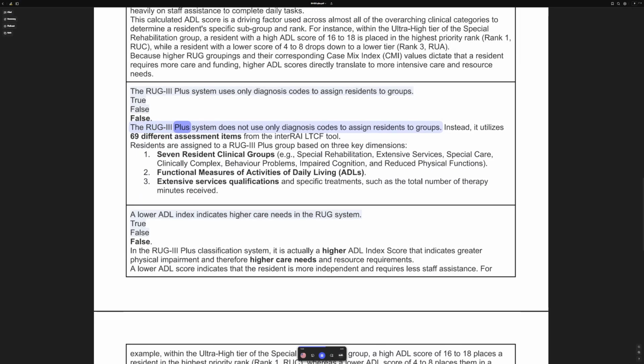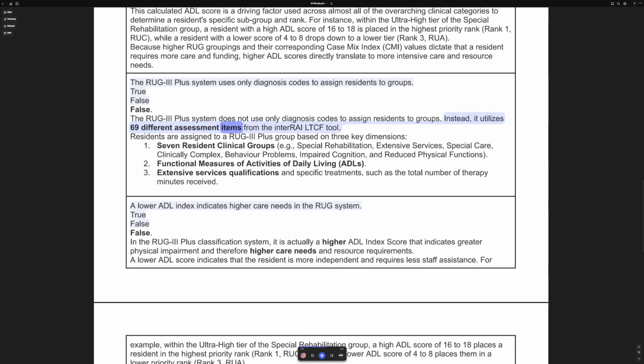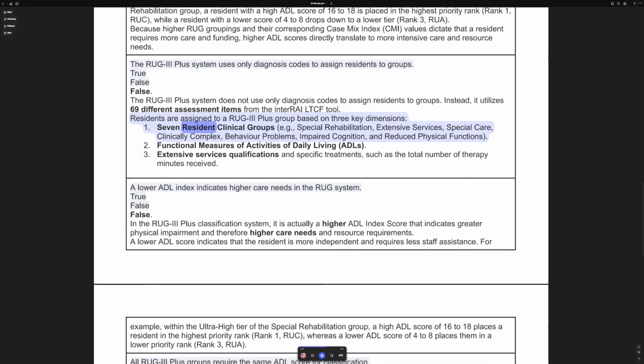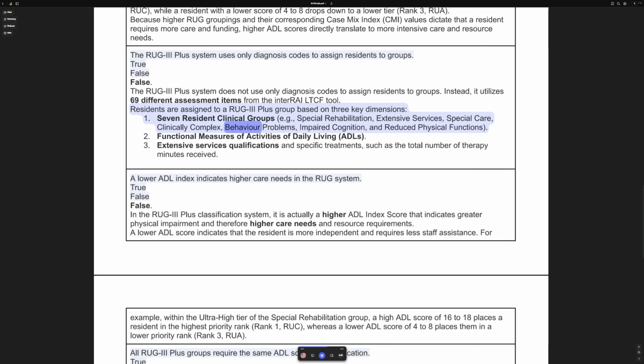The RUG 3 Plus system does not use only diagnosis codes to assign residents to groups. Instead, it utilizes 69 different assessment items from the Inter-RAI LTCF tool. Residents are assigned to a RUG 3 Plus group based on 3 key dimensions: 7 resident clinical groups, example special rehabilitation, extensive services, special care, clinically complex, behavior problems, impaired cognition, and reduced physical functions.